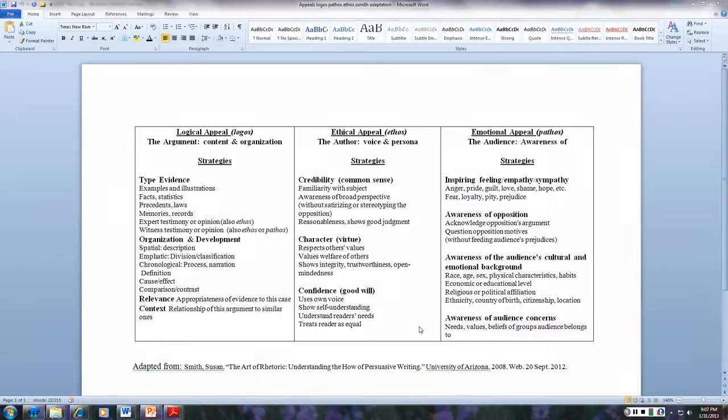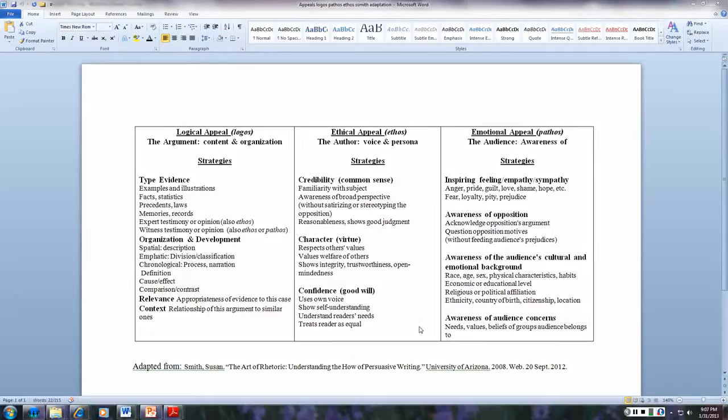The third appeal, which is legitimate but can also be used illegitimately, if you will, is an emotional appeal. You are aware of your audience. You want to inspire feeling, empathy, and sympathy. You want to be aware of the opposition. That also can be an emotional appeal. Acknowledging the other side, you may question their motives, but you should not appeal to prejudices. That is illegitimate. And you should be aware of the audience's cultural and emotional background.